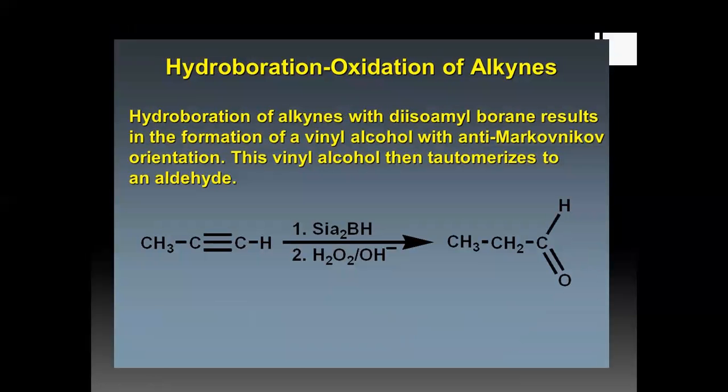Next is hydroboration oxidation of alkynes. Hydroboration of alkynes with diisoamyl borane results in the formation of vinyl alcohol with anti-Markovnikov orientation. When we treat it with diisoamyl borane, it will form vinyl alcohol. And then the vinyl alcohol is tautomerized to an aldehyde. So we will see its mechanism.